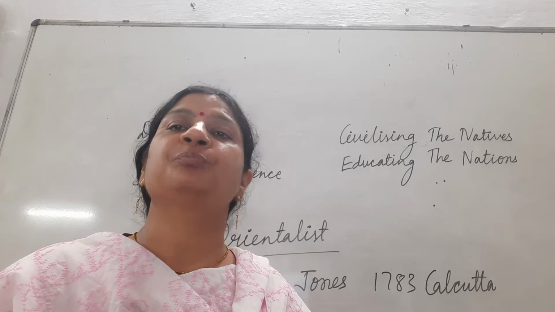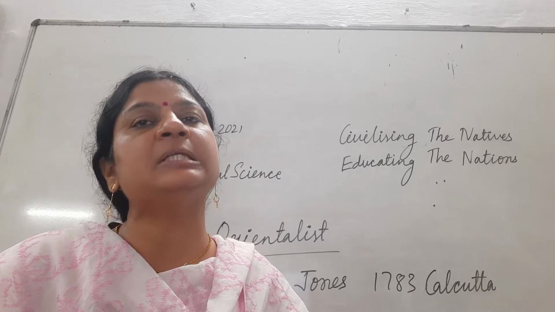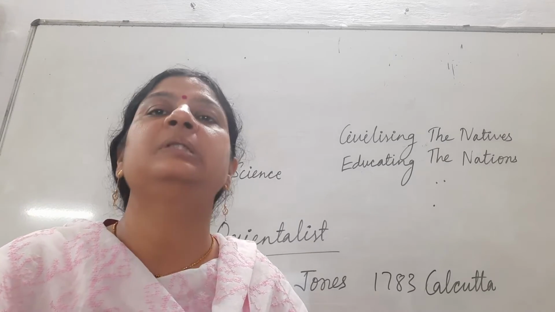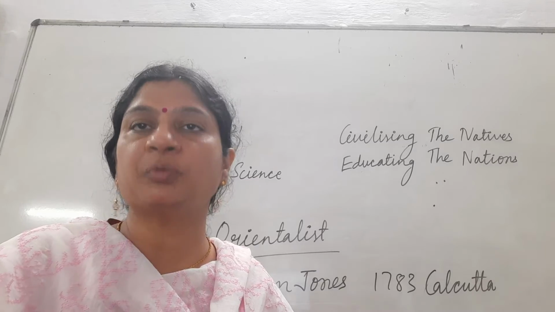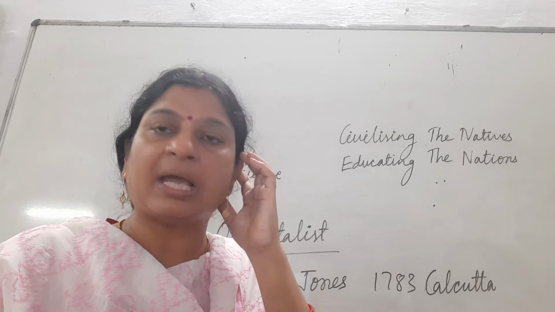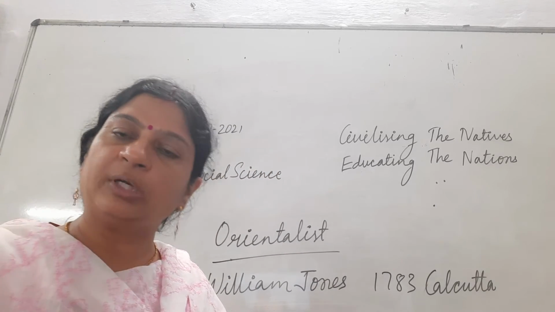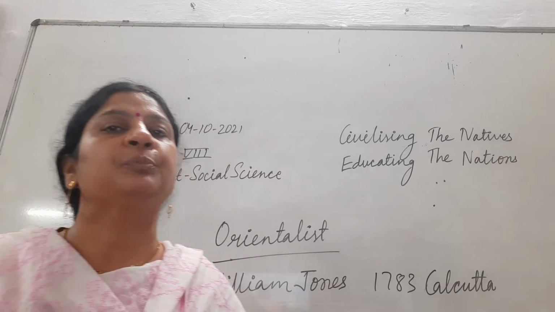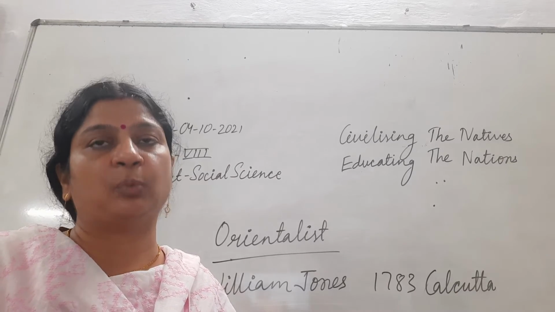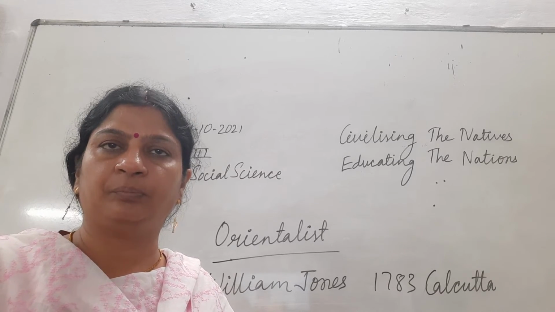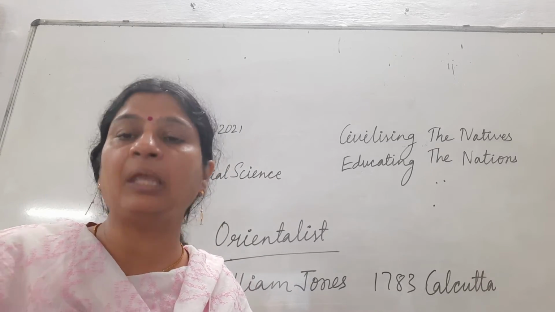This William Jones was appointed as junior judge at the Supreme Court, which was established by the East India Company, about which you have studied in the previous chapter. In 1773, the Supreme Court was established. For that Supreme Court, William Jones was appointed as junior judge. He was an expert in law because he was a judge.